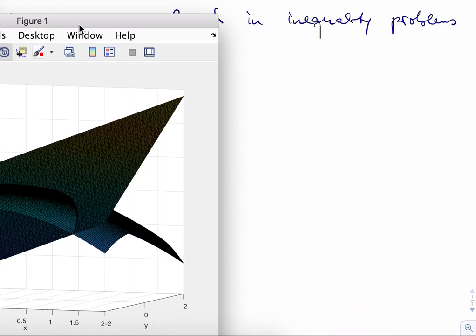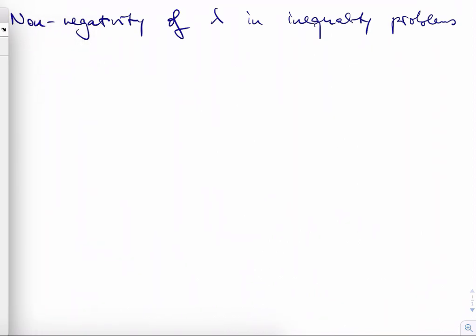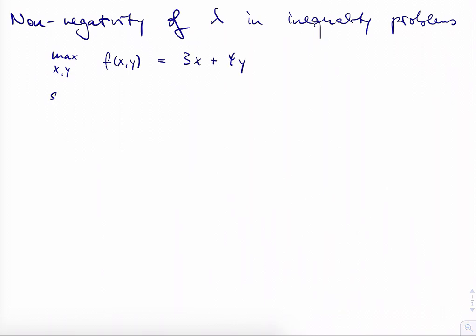Let's begin with the situation of an equality constraint. So let's say that we want to maximize f of x and y, which is 3x plus 4y, such that the constraint minus (x plus 1/2) squared minus (y plus 1/2) squared plus 2 is equal to 0. This is our constraint g of x and y, okay? And we consider first the equality case. And there we will see that indeed our intuition is correct.